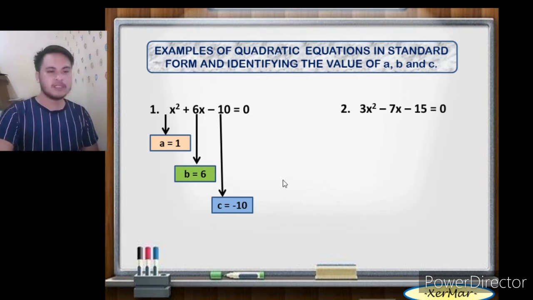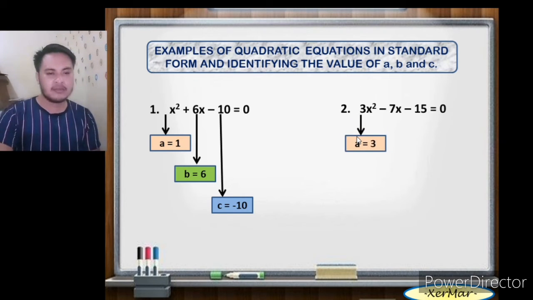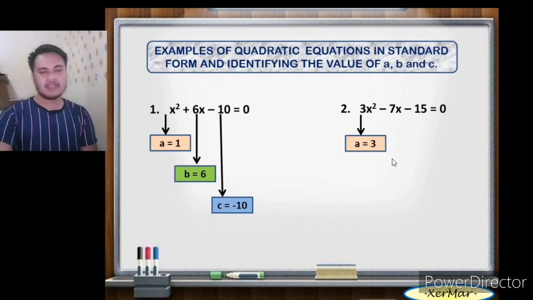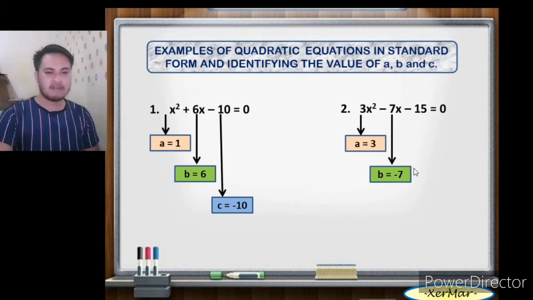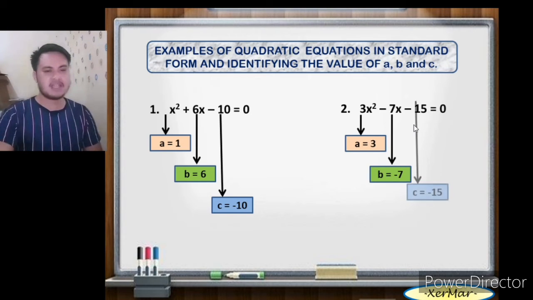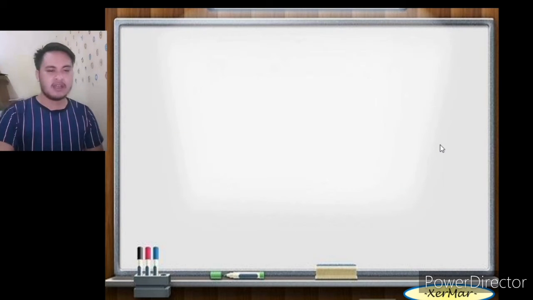Next, number 2, 3x squared minus 7x minus 15 equals 0. And the value of a is 3. What about b? Okay, so the value of b is negative 7. And the value of c is, good, negative 15. Alright, proceed.